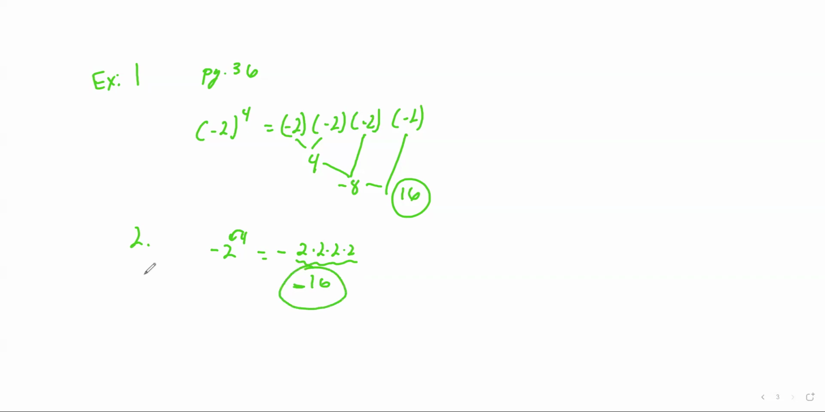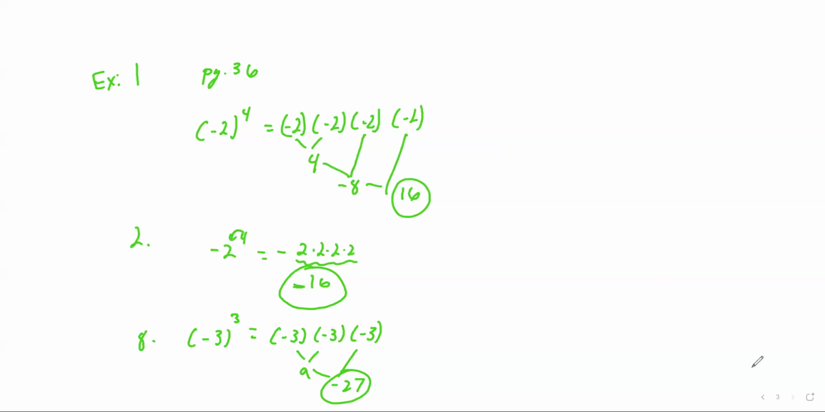All right, let's look at example 8. Example 8 says negative 3 cubed. So this would be negative 3 times negative 3 times negative 3. So negative 3 times negative 3 gives me 9. 9 times negative 3 gives me negative 27. All right.